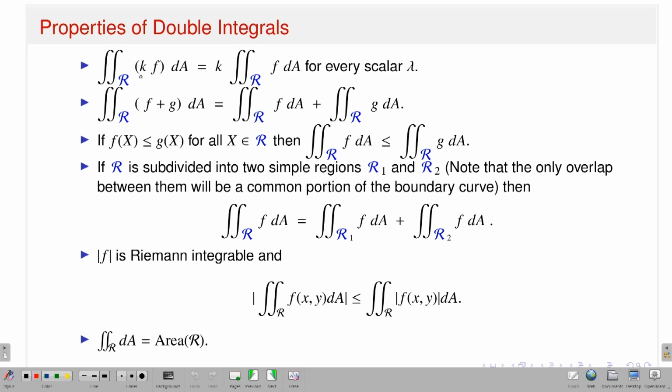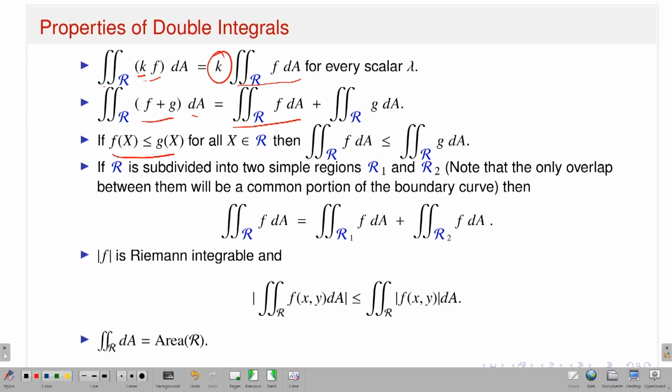If I multiply by some scalar, then that scalar will come out. That means the integral over R of k f is nothing but k times the integral of f dA. If I take the sum of two Riemann integrable functions, then the integral of f plus g dA is nothing but they will split up. That means the double integral of f plus the double integral of g.